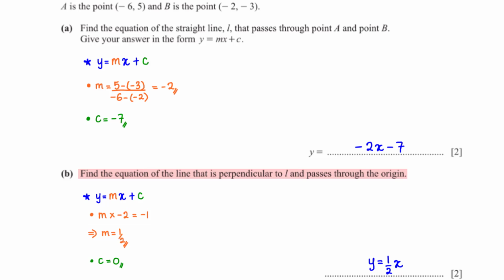We are told the line passes through the origin, which has coordinates 0, 0. This means c is also equal to 0. So the equation of the line is y equals half x.